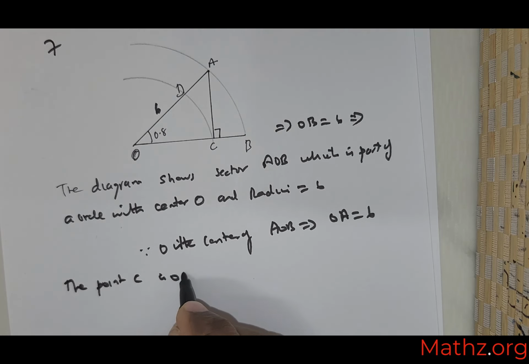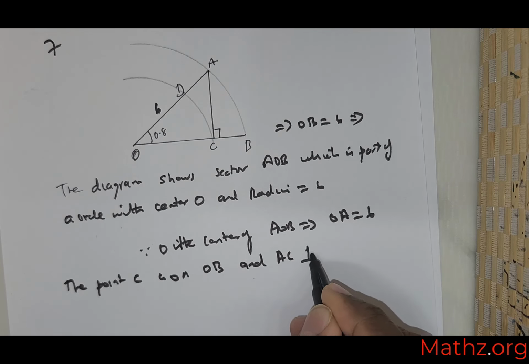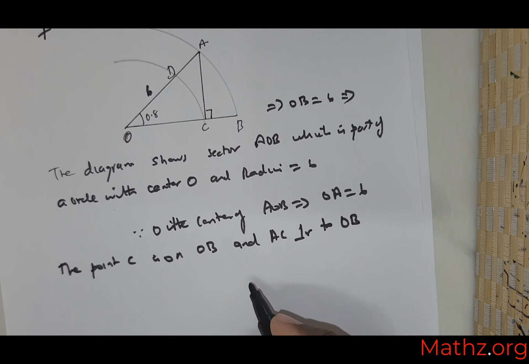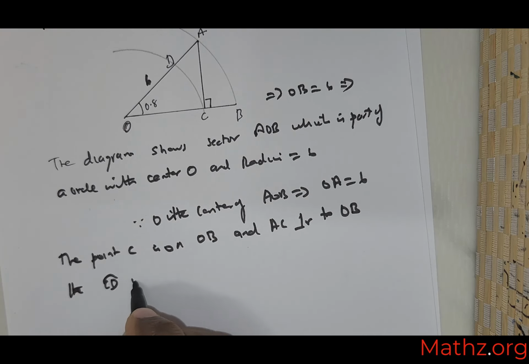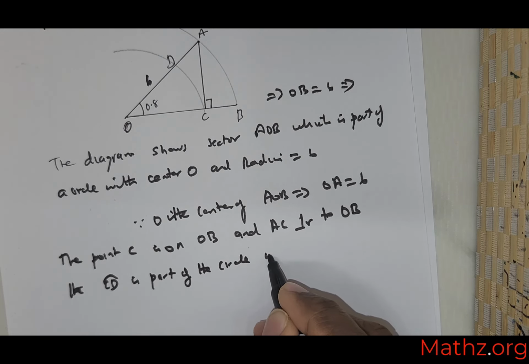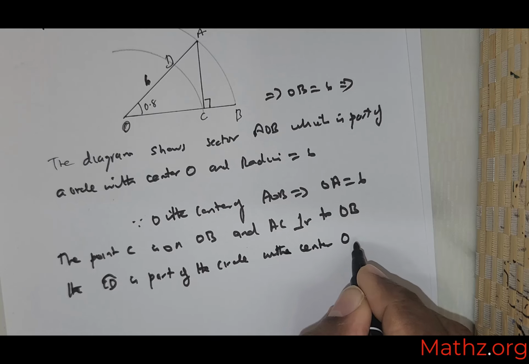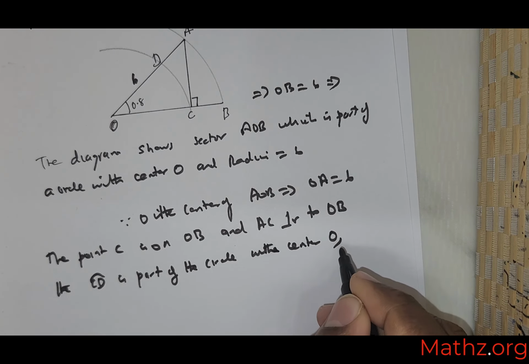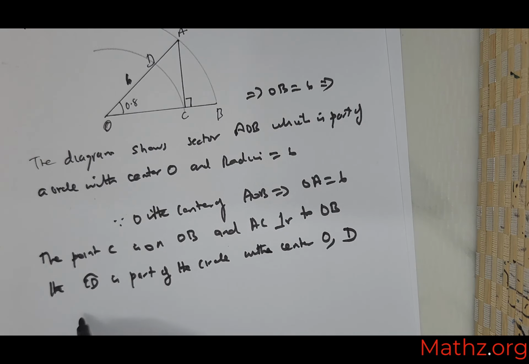The point C is on OB and AC is perpendicular to OB. The arc CD is part of a circle with center O, and we are also given that D lies on OA.